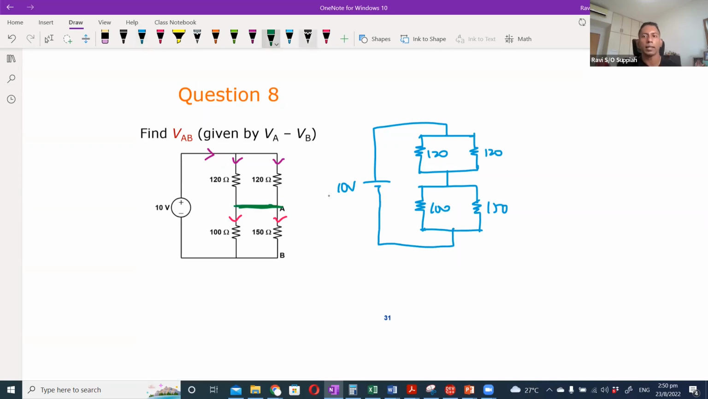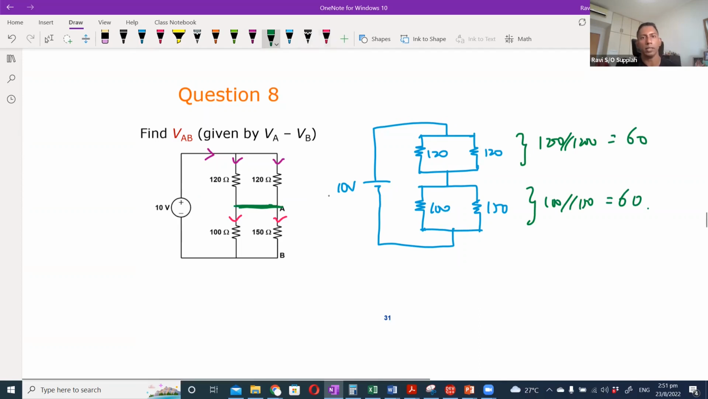Technically what you have here is two resistors in parallel, 120 parallel 120, which should be 60, and again 100 parallel 150, which should also be 60. Since both combined resistances are the same, the voltage drop from here to here is the same. So they're both equal, and you get 5 volts here and 5 volts here. Since 100 and 150 ohm are also parallel, you also get the same 5 volts over here.